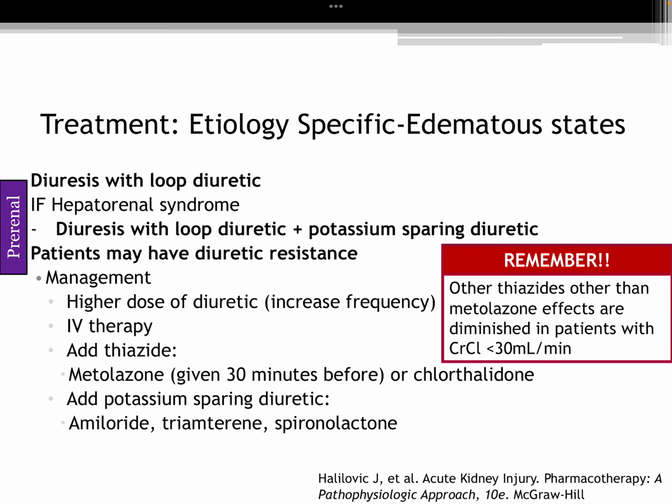What we'll do to treat edematous states is to give diuresis with a loop diuretic. Now, if the patient has underlying liver disease, we'll give a loop diuretic with a potassium-sparing diuretic. Patients that have long-standing CHF, CKD, or liver disease who are on long-term diuretics may start developing what's called diuretic resistance. It's just that the patient no longer responds to the diuretic dose that we typically give them. How we can manage this is we can start giving a higher dose of diuretics. So this would be a patient that's already on diuretics.